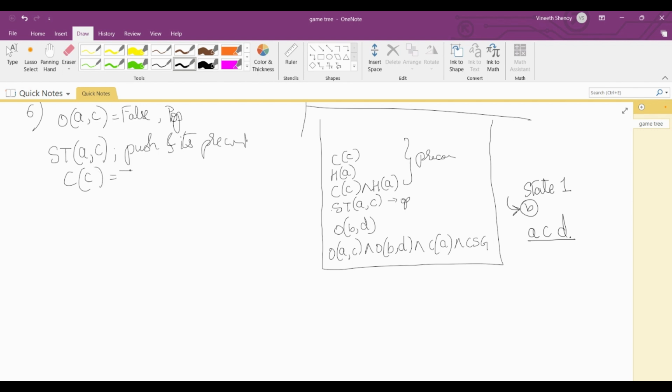So now we'll go to the first condition, C of C. Is that true? Yes, correct. The top of C is clear, so we will pop that. Then we have H of A. H of A is the arm holding A. No, false. It's not holding A.